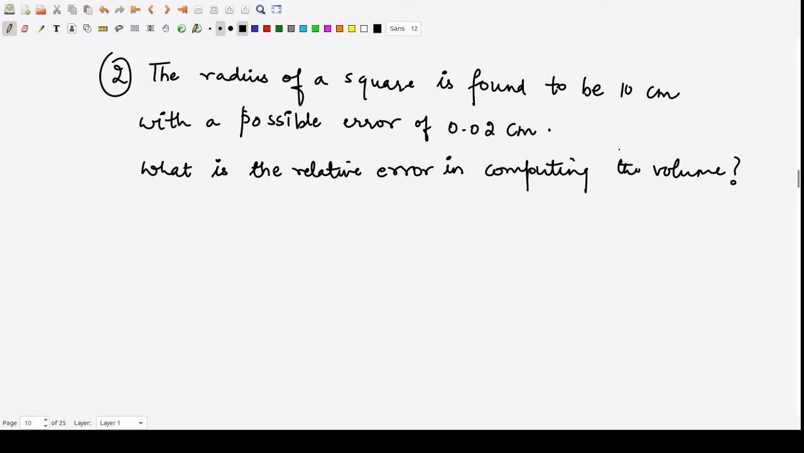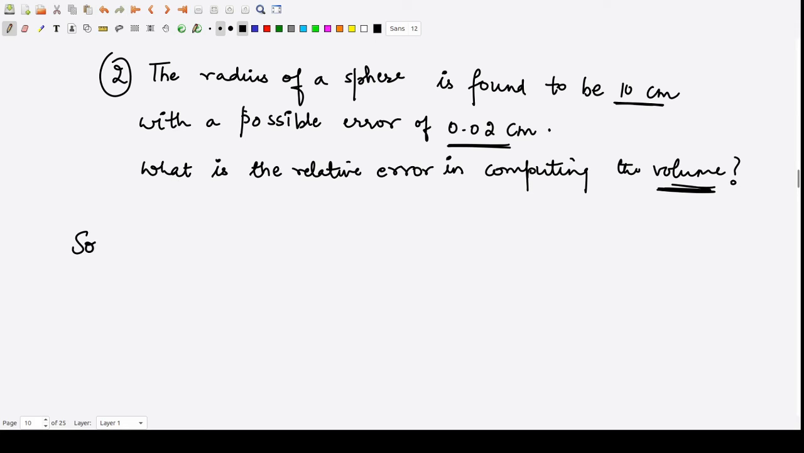This is the question. So whenever they are measuring the radius of the sphere, not square, this is a sphere. Obviously that is not square. You cannot measure the radius of a square. So the radius of a sphere is found to be 10 centimeter with a possible error of 0.02 centimeter. Suppose the device you are measuring the radius with has some error of 0.02 centimeter. So they are asking how much error could you expect in the volume of that given sphere.